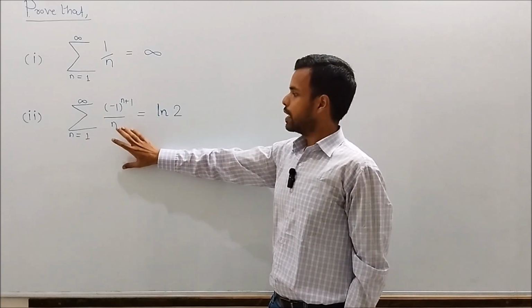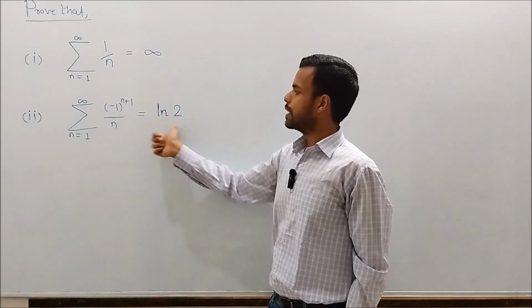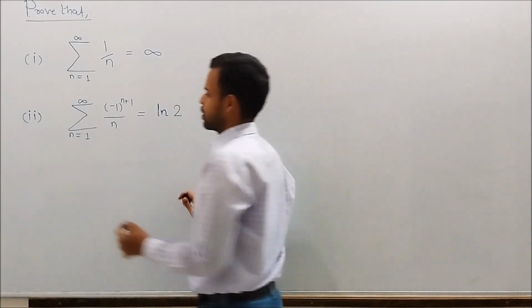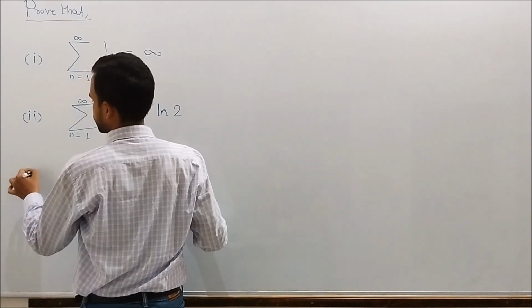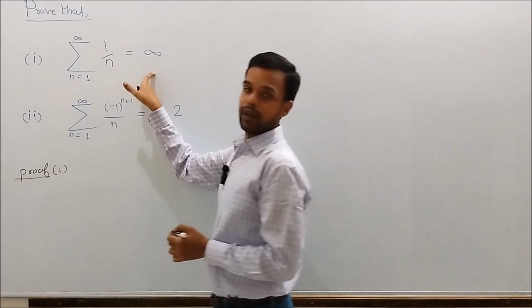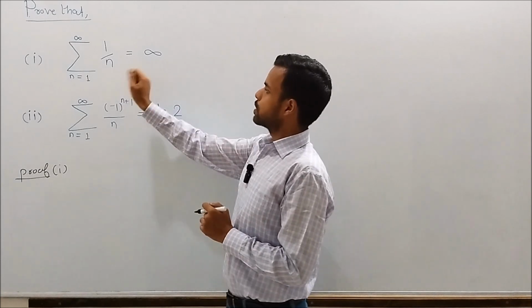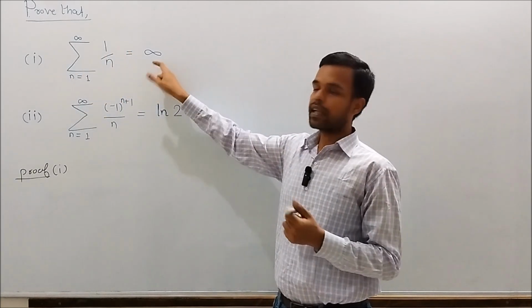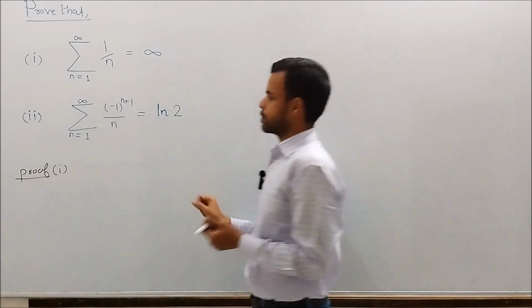In today's video, we will prove that the harmonic series diverges to infinity and the alternating harmonic series is convergent and its sum is natural log of 2. So let's begin the video. We will start with the proof of the first. In the first, we have to prove that the harmonic series is divergent and it diverges to plus infinity.